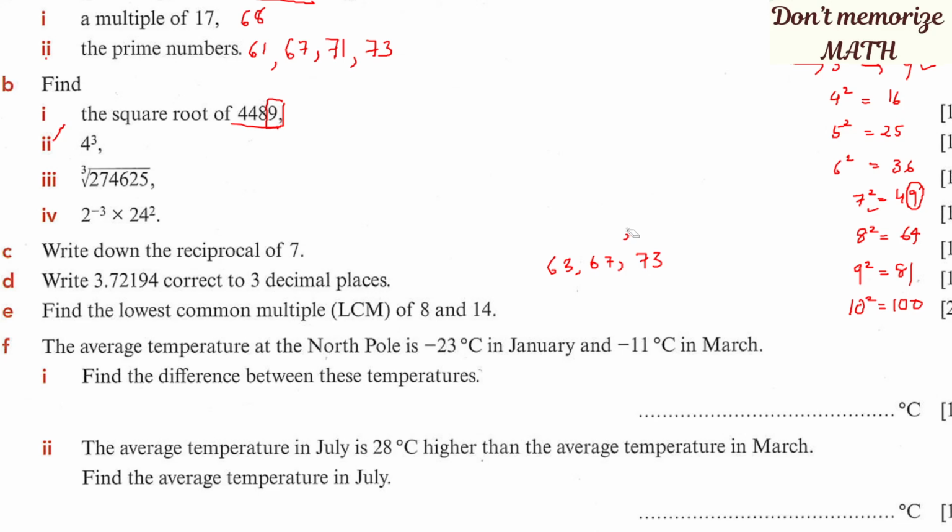We are doing this method for the first time, so it will take time. When you practice with more questions, it will be easy for you. Then we'll see whether it is more than 70 or less than 70. What is 70 square? 7 square is 49. We have 0 here, so we'll put two zeros. So 4900. This number is less than 4900, so 73 square is not possible. So we have two options, 63 and 67.